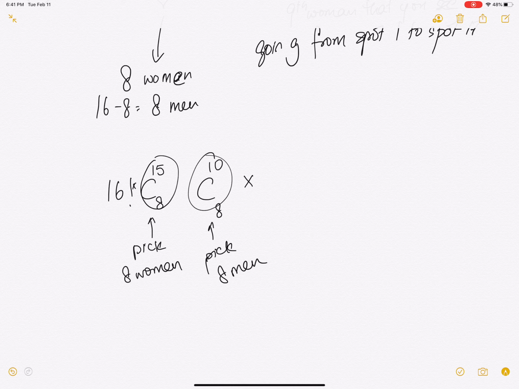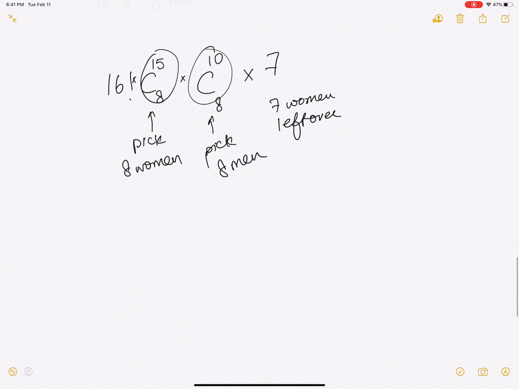Okay, then what do I need? Then in the 17th spot, I need a woman. How many ways can I pick a woman to be in the 17th spot? Well, there are 7 women left over, so I could pick any one of these. How many ways can you do that? That's just 7. Okay. And you want to divide this total by the total number of ways you could arrange people. Well, what's the total number of ways you can arrange people?